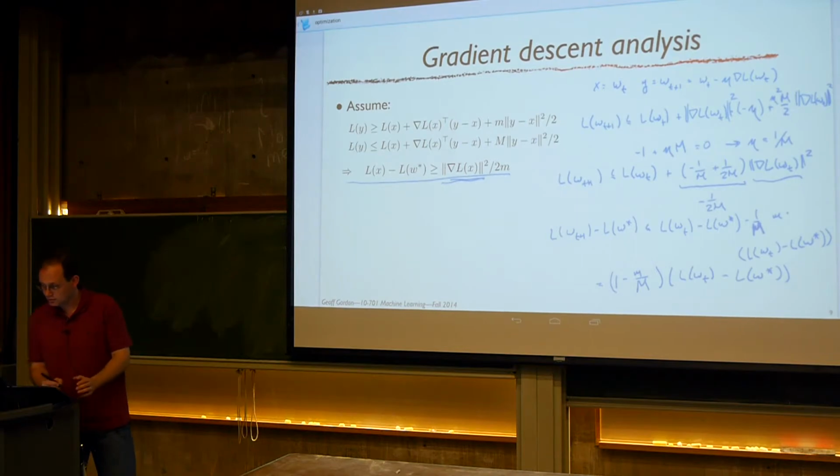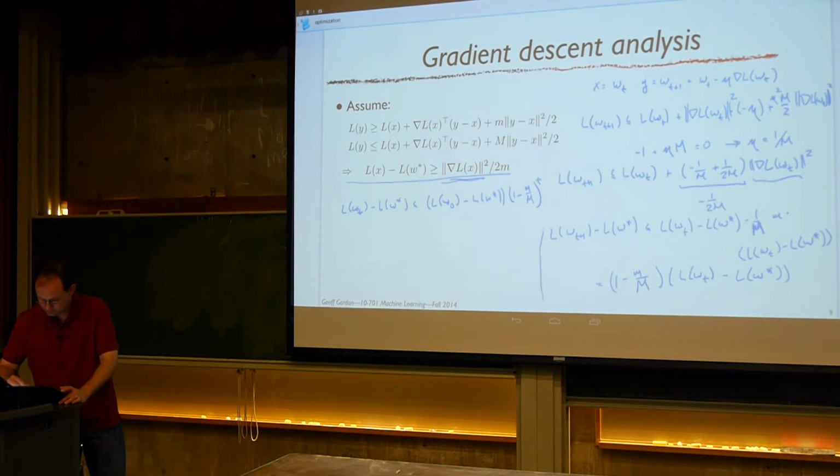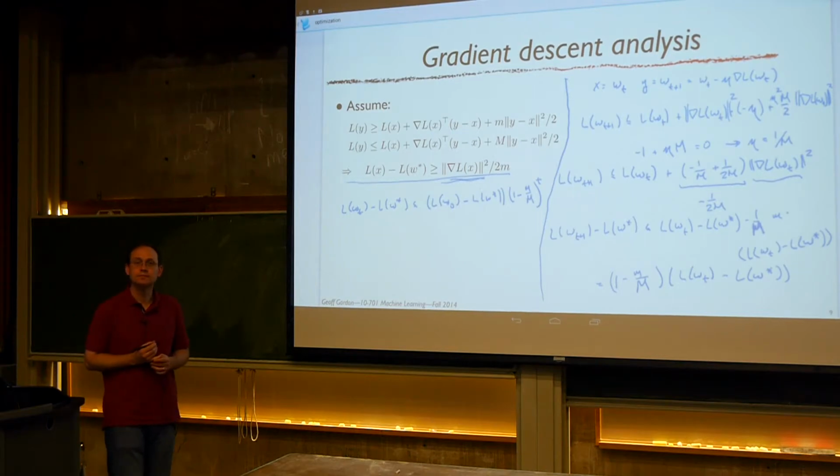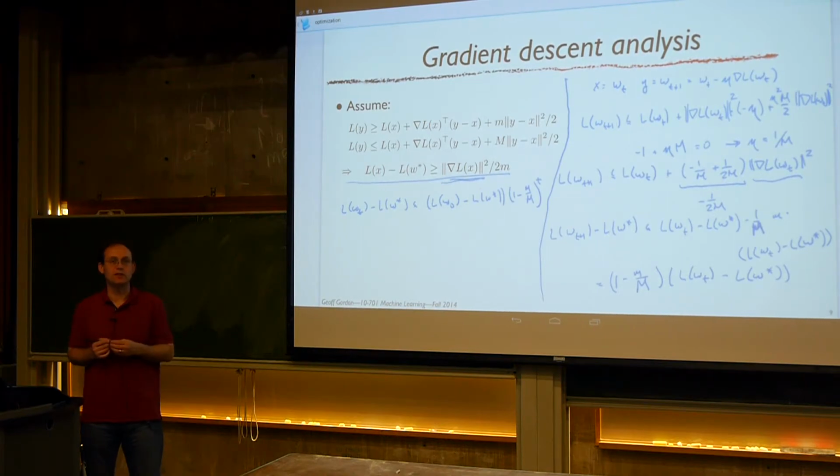Just writing that out by induction, we get something like L of Wt minus L of W star is less than or equal to the beginning value, L of W naught minus L of W star, times 1 minus little m over big M to the number of iterations t. So the error that we have converges exponentially fast to 0.